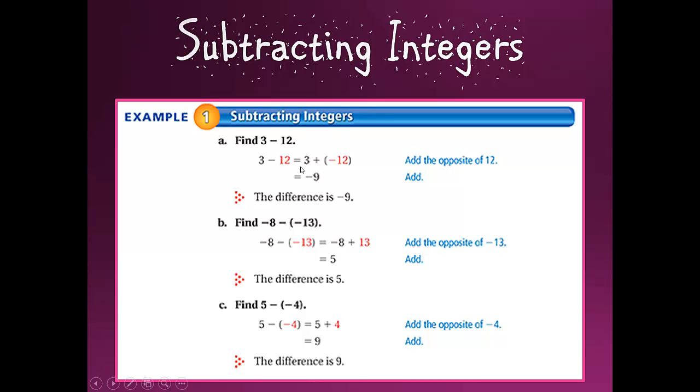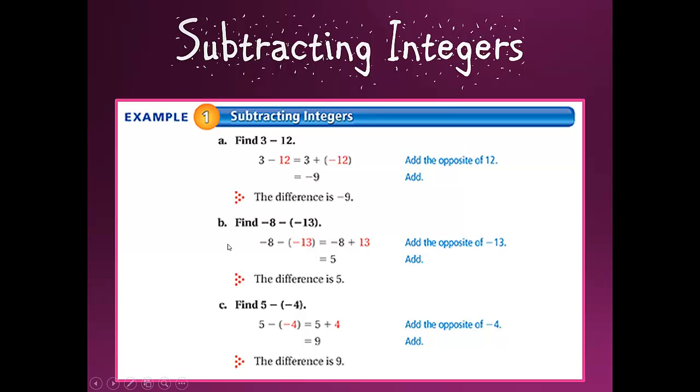Since we have different signs, we're going to find the absolute value of each number and then subtract them. The absolute value of 3 is 3. The absolute value of negative 12 is 12. I will now subtract 12 minus 3 and I get 9. Negative 12 has the larger absolute value, and since it's negative, my answer is also negative. So my answer is negative 9.